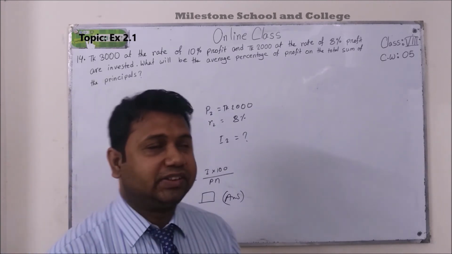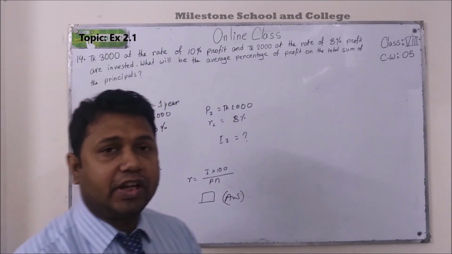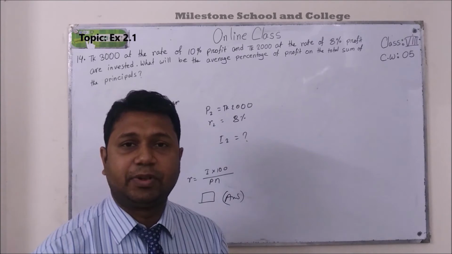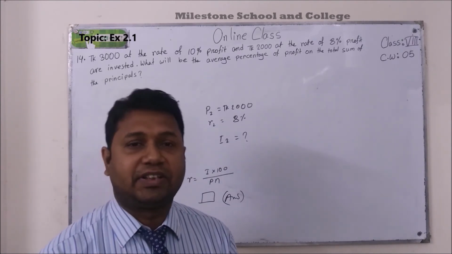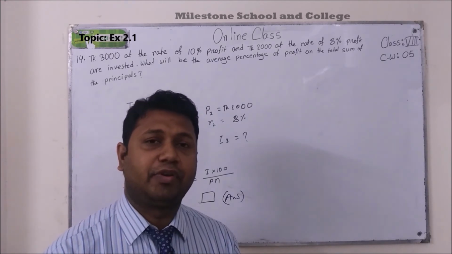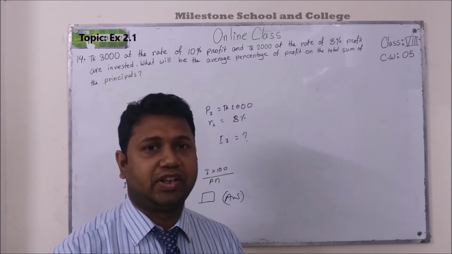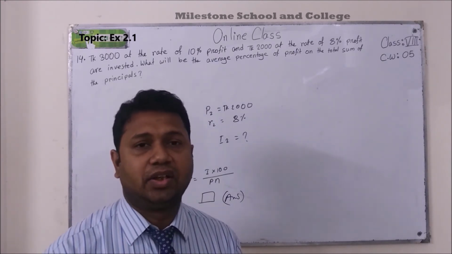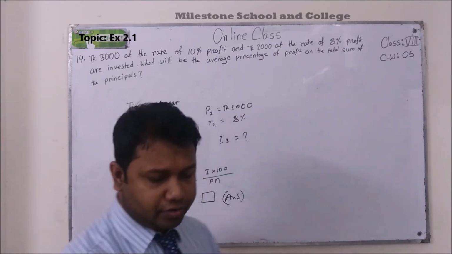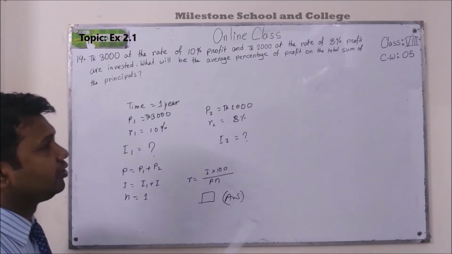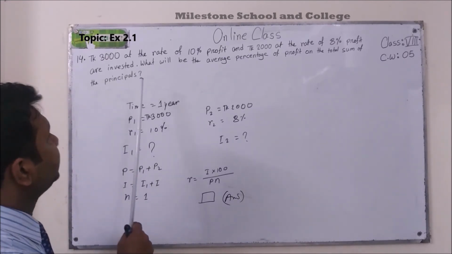Okay, my dear students, this is problem number 14 of your book exercise number 2.1. It's a very important math for your JSC examination, but sometimes you will not understand how we are going to solve it because the question is slightly difficult to understand. So please read the question at first before going to solve it and discuss the question.